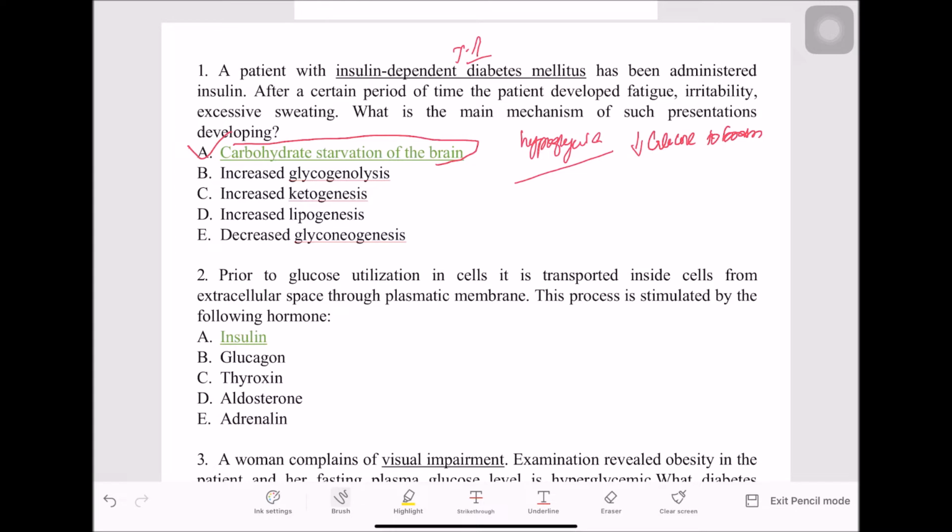So the second question: prior to glucose utilization in the cell, it is transported inside the cells from the extracellular fluid through the plasmatic membrane. This process is stimulated by the following hormone, that is insulin. So there is a gate, this is a cell. For glucose to get into the cell, we need a key, that is insulin. When insulin is attached to the receptor, it will open the gate, so the glucose can get into the cell.